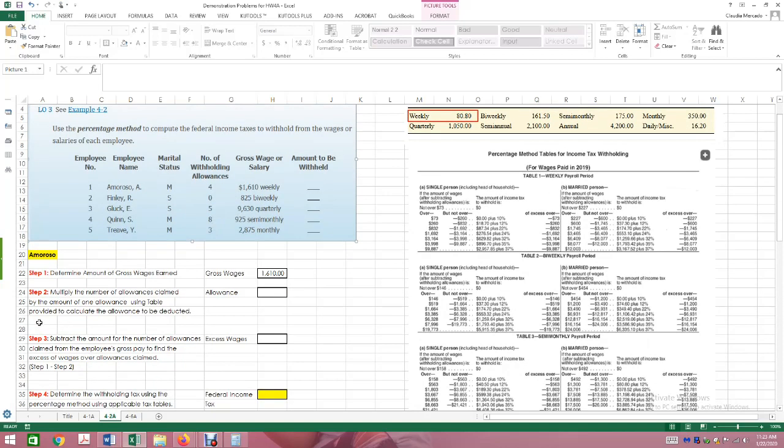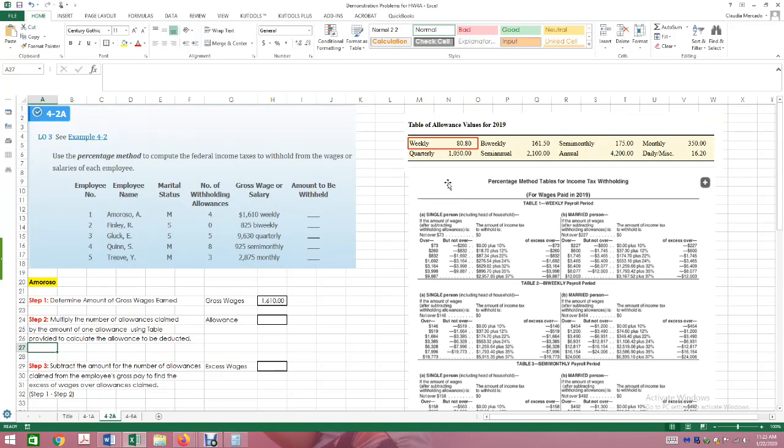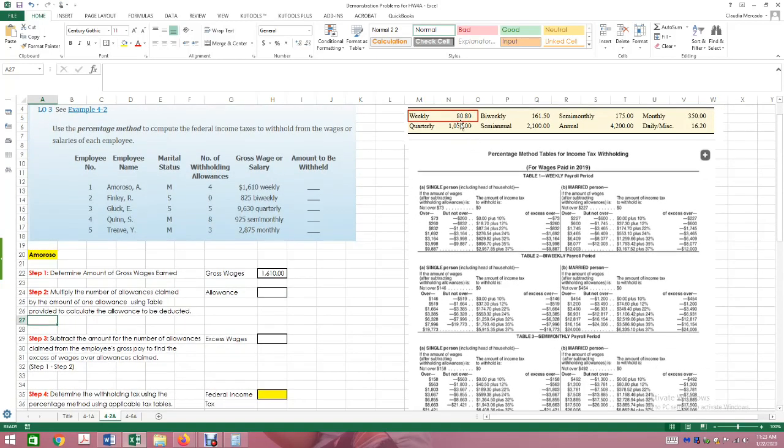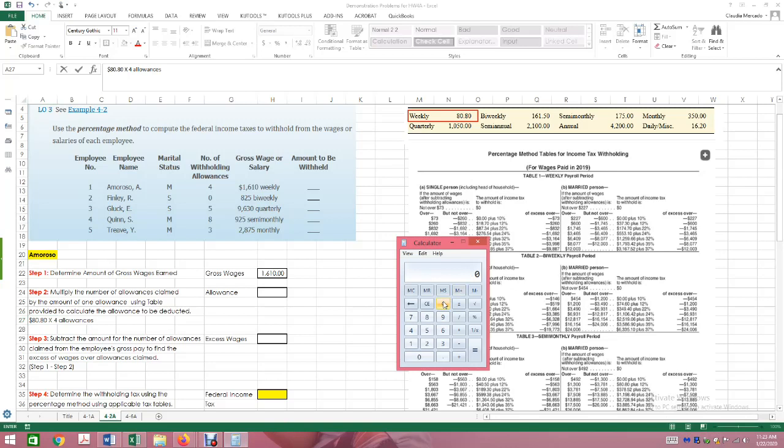Okay. So, here I'm going to do the calculation. My weekly amount for the allowance using the table provided is 80.80. Okay, this is weekly. So I'm going to get 80.80, and I'm going to multiply times the number of allowances, which is 4 allowances. Okay, so let's see what number that gives us. My rate is 80.80 based on the table provided, and I've got 4 allowances. That's going to give me $323.20.